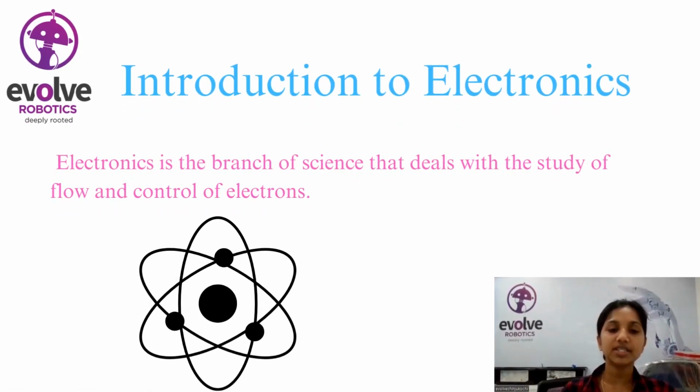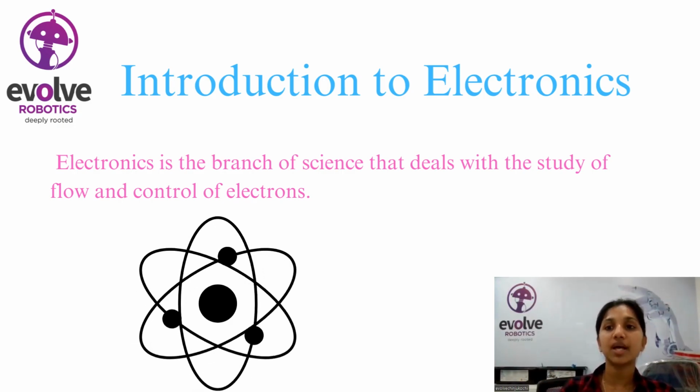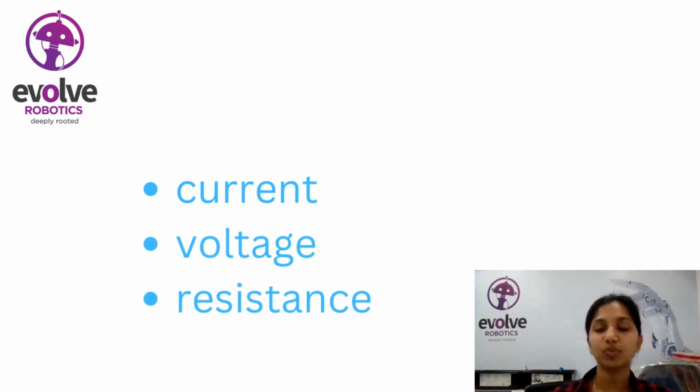Electronics is the branch of science which deals with the study of the flow and control of electrons. We know that the atom is the smallest part of matter, and the electrons inside it are movable, and their movement causes electricity. So that makes a field called electronics. In basic electronics, we have current, voltage, and resistance. These three are the main blocks of the electronics branch.